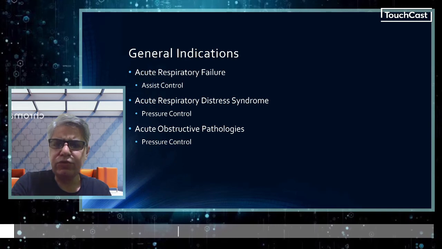So as general indications for mechanical ventilation, a child who's got acute respiratory failure because of any underlying pathology like pneumonia, you usually start with assist control. If a child has got acute respiratory distress syndrome, we usually go for pressure control strategies, or if there are acute obstructive pathologies, we can start with pressure control. Again, it depends whether the child has underlying type 1 or type 2 respiratory failure, and what you want to achieve. So there are no hard and fast rules. You can use any combination of that. But as a general indication, if there is respiratory failure, you will start with assist control, and if there is respiratory distress syndrome, you'll start with the pressure control strategy.